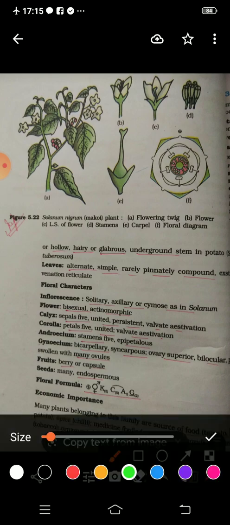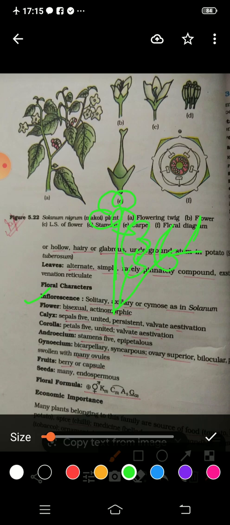Suppose we are going to describe the inflorescence, which is solitary, axillary or cymose. And you know what inflorescence is? Inflorescence is the branch which carries the various floral parts. Suppose this is the flower present here, that is called a solitary flower, that means a single flower. Axillary means it can arise from the axil. Suppose these are the branches, leaves are there, so from here also the flower can arise, so that is called axillary.